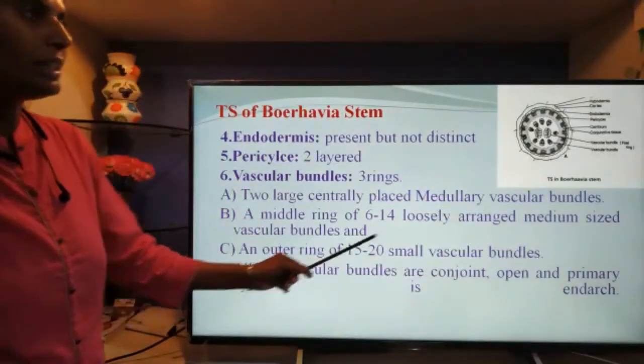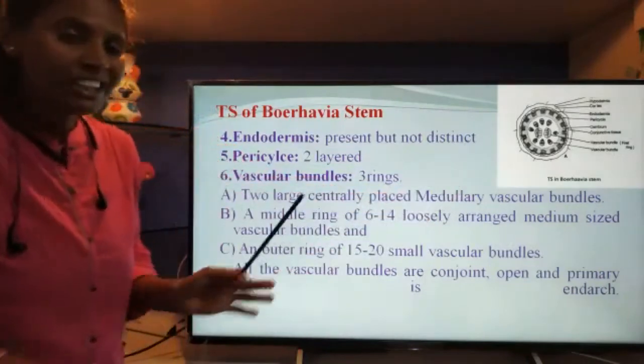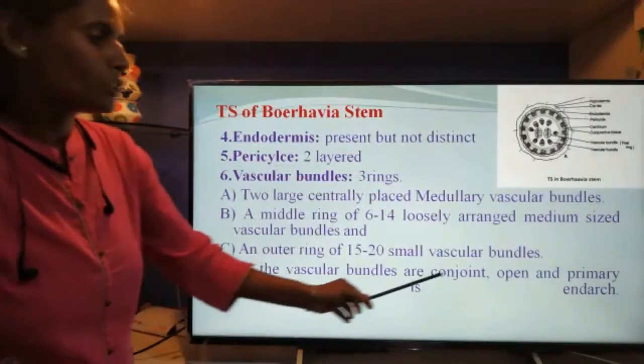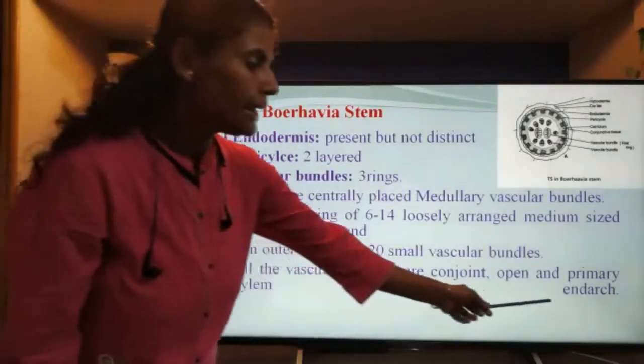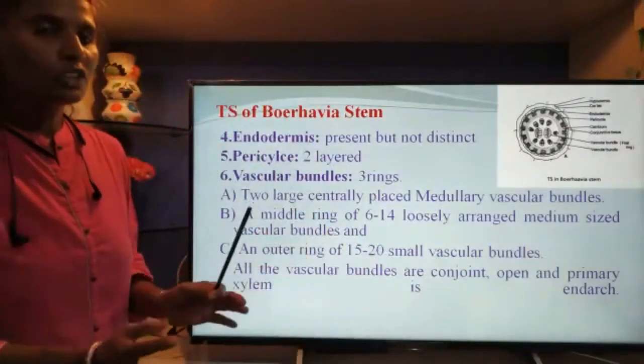Conjoined means the xylem and phloem are together in a single vascular bundle, whereas open means the cambium is present between the xylem and phloem, and endarch means the protoxylem is facing towards the pith.